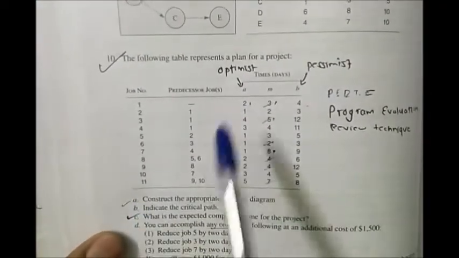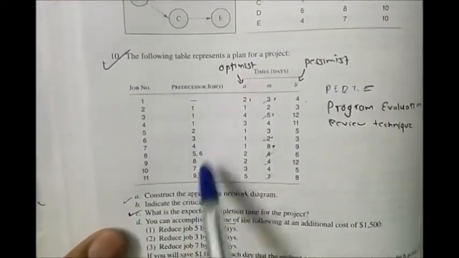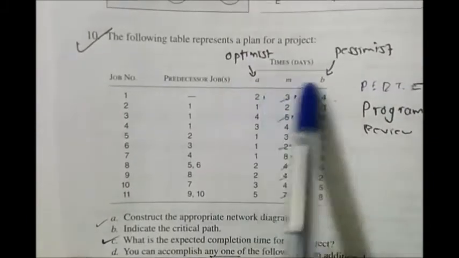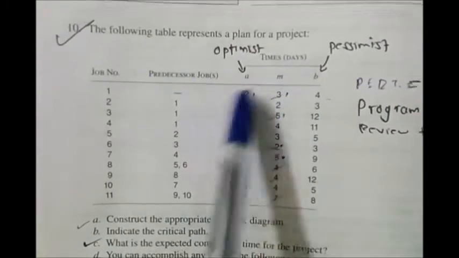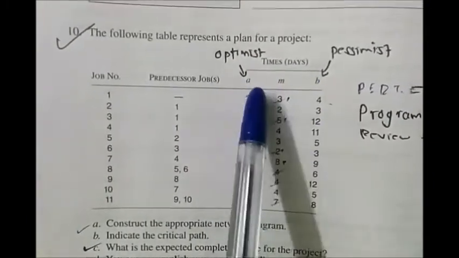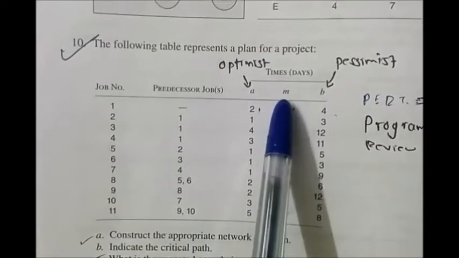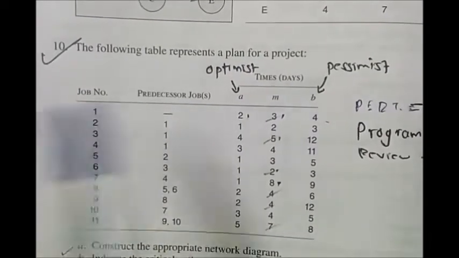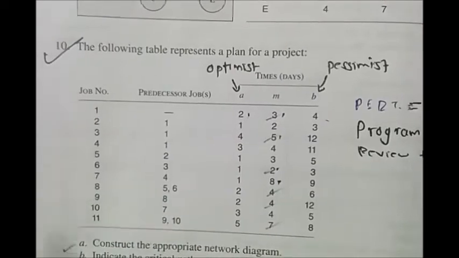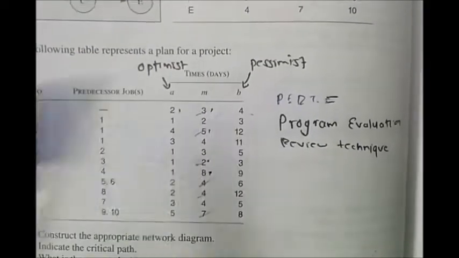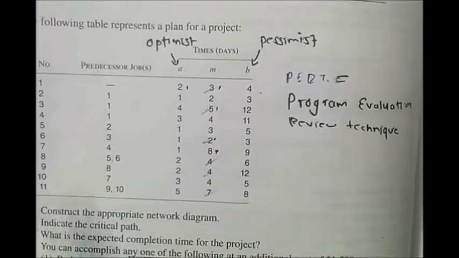In this question, you can see 11 jobs are mentioned. In a similar manner, the predecessor jobs are mentioned, and there are three types of times given: A, M, and B. A is called optimistic, M is called most likely, and B is called pessimistic. Now, how do you identify these times as optimistic, pessimistic, and most likely?